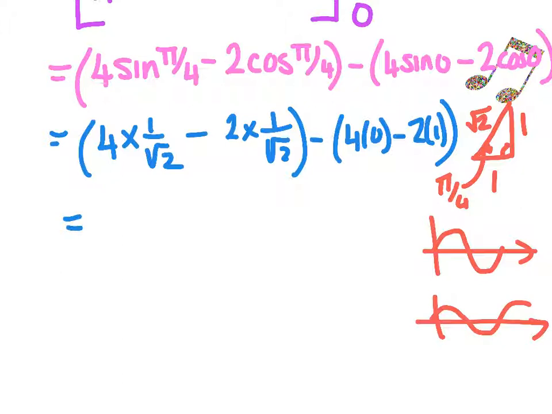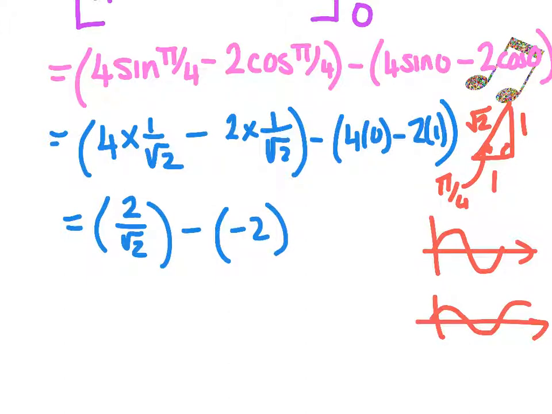Now, I've got 4 times 1 over root 2, minus 2 times 1 over root 2, which is going to leave me with 2 times 1 over root 2, which is 2 over root 2. And I'm taking away 4 lots of 0, which is 0, minus 2 lots of 1, which is minus 2. Because I'm taking away a negative, it's going to be adding. So I'm going to have 2 over root 2 plus 2.